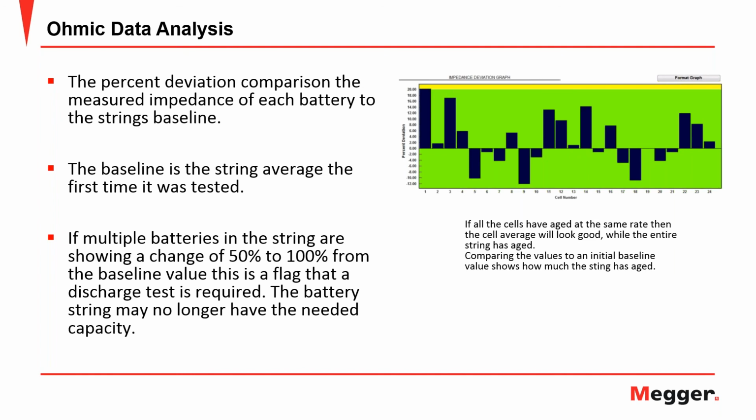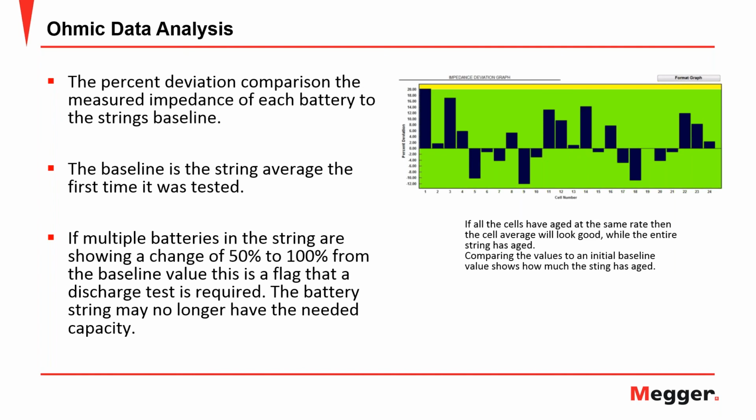That's how much the battery's impedance has changed since the string was installed, compared to the baseline value. The baseline value is basically the average of the string the first time you did the test on it, so that we can see how much that's changed. If we see that multiple batteries in the string have changed 50 to 100% from the baseline value, that's a flag. That says we really have to do a discharge test on these batteries because they may no longer be any good.